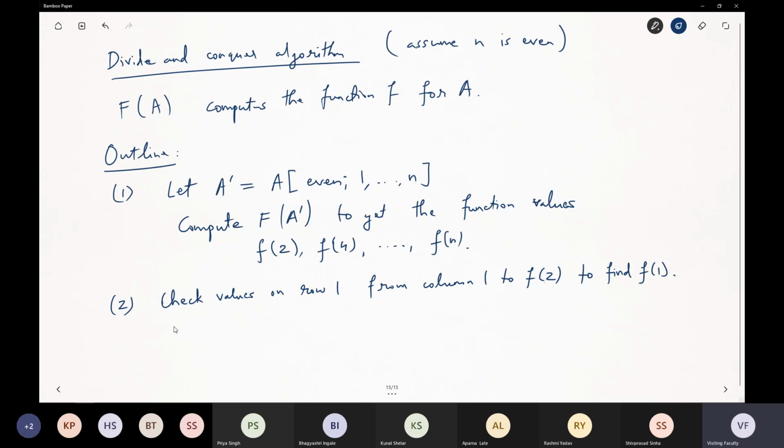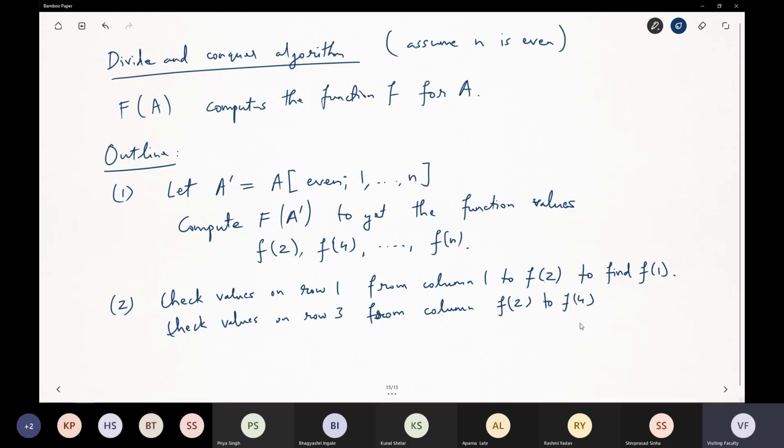Similarly, check values on row 3 from column, which column to which column now? f of 3 is going to be between f of 2 and f of 4. So f of 2 to f of 4.